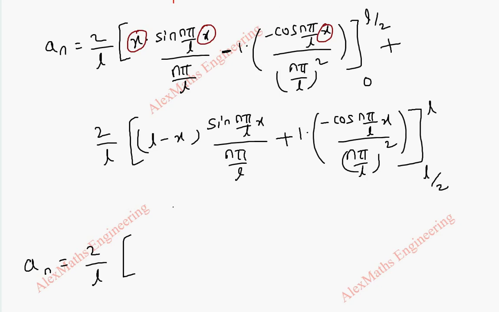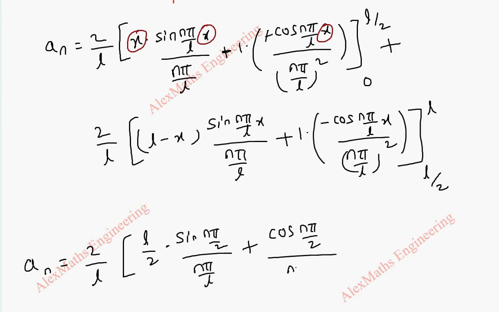When I substitute for the first term, this is L by 2 into sin; when I put L by 2, L and L get cancelled, we get sin n pi by 2 by n pi by L. Then this will become plus, after cancelling this, cos n pi by 2, by putting L by 2, L and L get cancelled, by n pi by L whole square. And when I put the lower limit, because of this x it is 0, and here cos 0 will be 1. So 1 by n pi by L whole square.